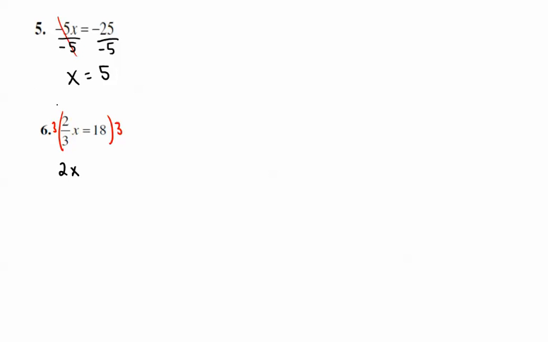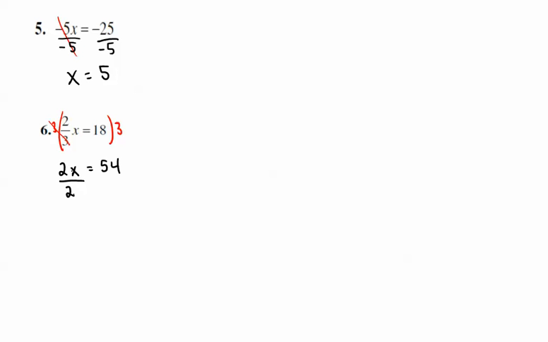Now you could multiply out 3 times 2 is 6 over 3, 6x over 3, which is 2x. But if you learn to save that time, that would be great. You see that the 3's cancel there, and you're just left with 2x. Then you have to multiply 3 times 18 on the other side. 3 times 10 is 30. 3 times 8 is 24. So together you have 30 and 24 is 54.